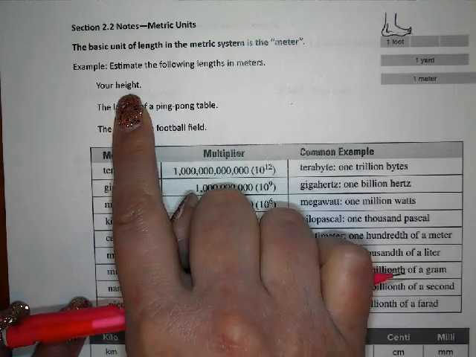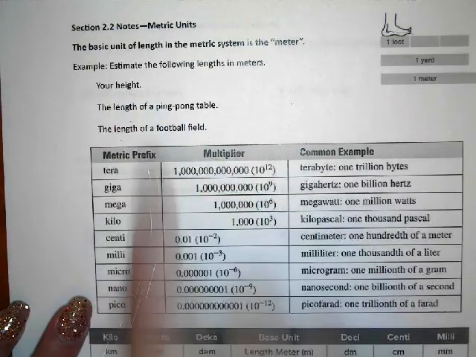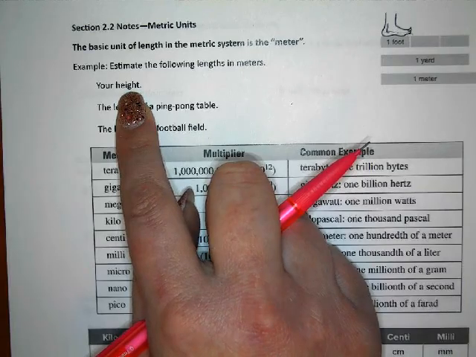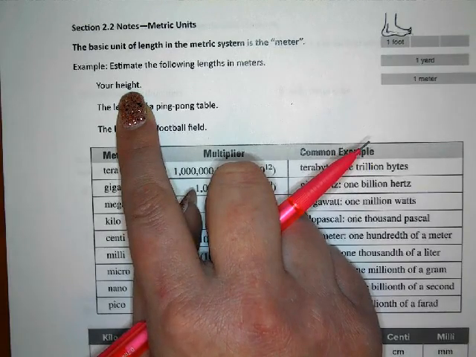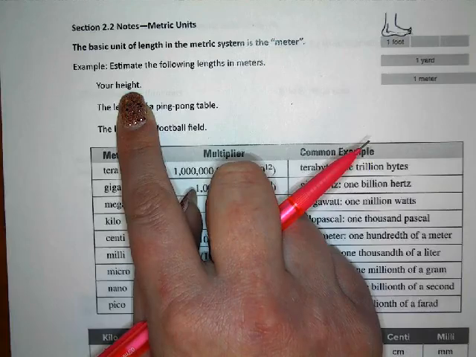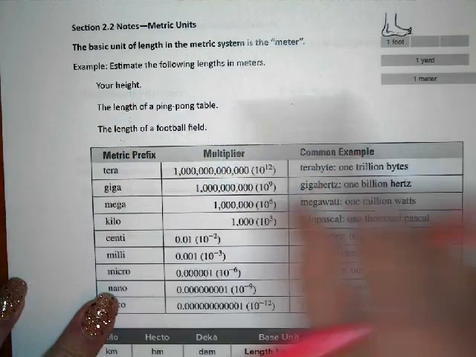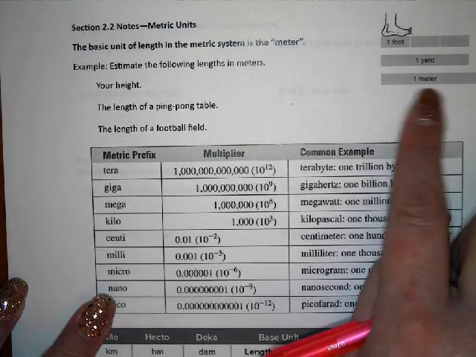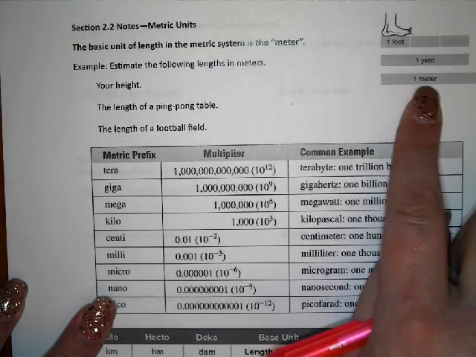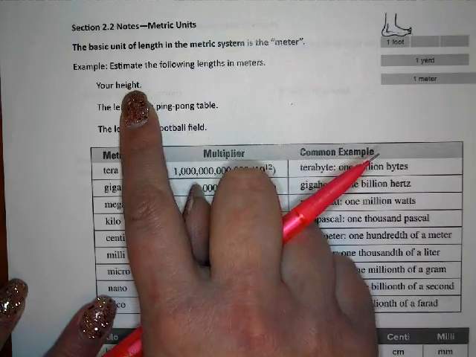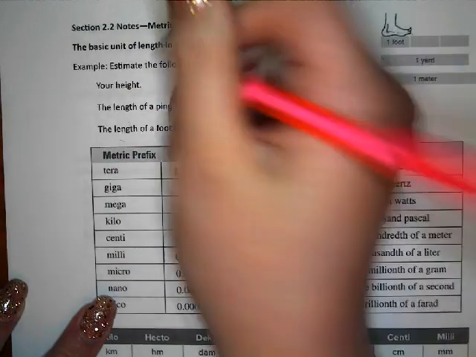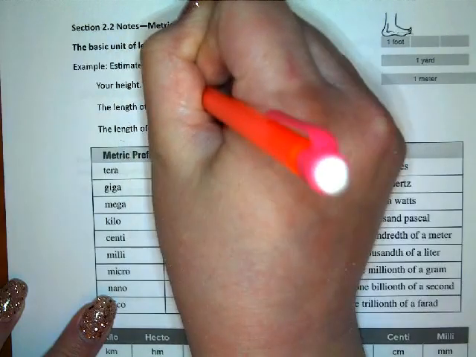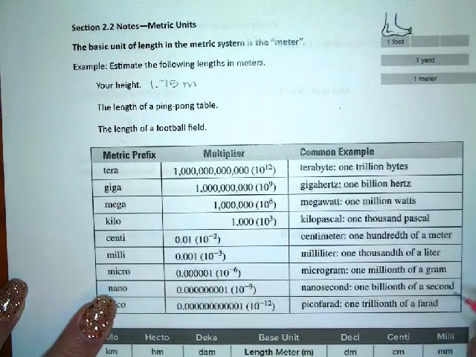So if you think about your height in terms of feet and inches, you are probably less than 6 feet, or maybe 6 feet, maybe a little bit more than 6 feet, but somewhere near 6 feet, which means that in meters, 6 feet would be 2 meters-ish, less than 2, maybe 1.5 meters. That's probably about where your height is, somewhere between 1.5 and 2 meters tall. I'm going to go ahead and write down 1.75 meters.